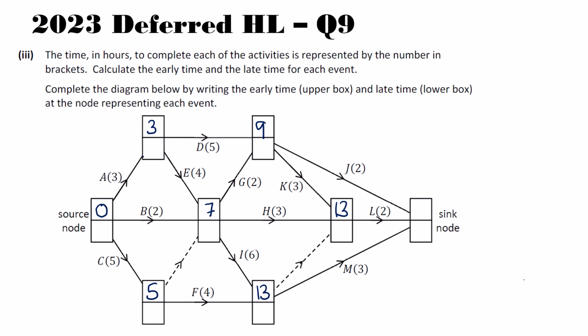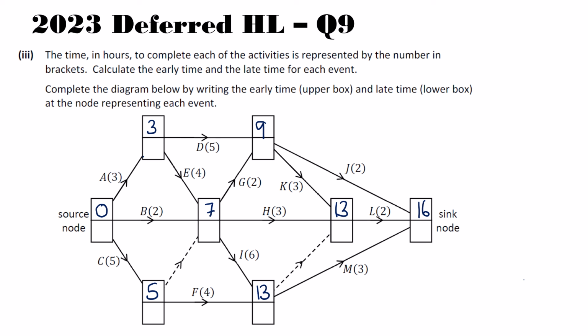Great. And then we're on to our sync node, so our final node, and there are 3 options feeding in here. We have J, which will give 11. We have L that will give 15, and we have M that will give 16. 16 is the biggest. That's the one we stick with.